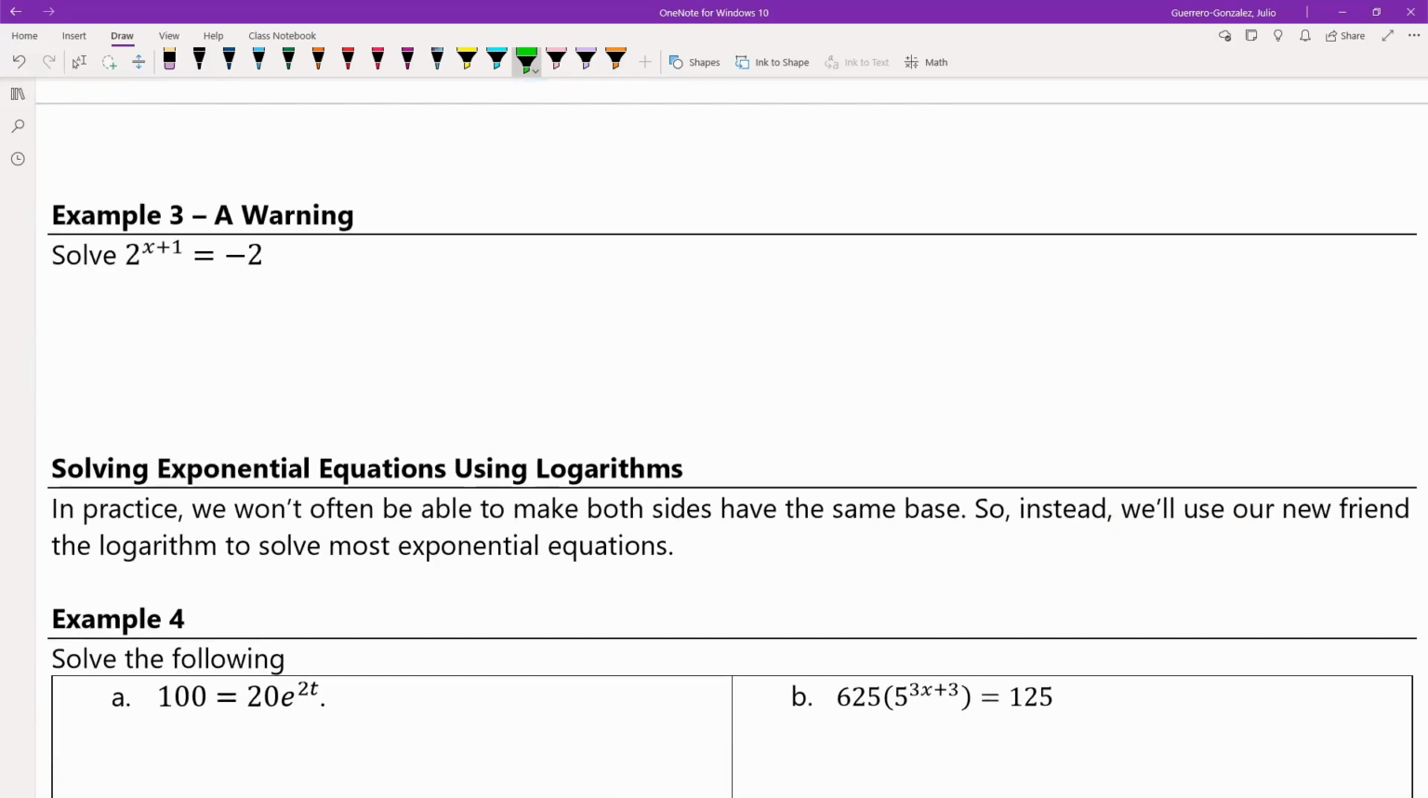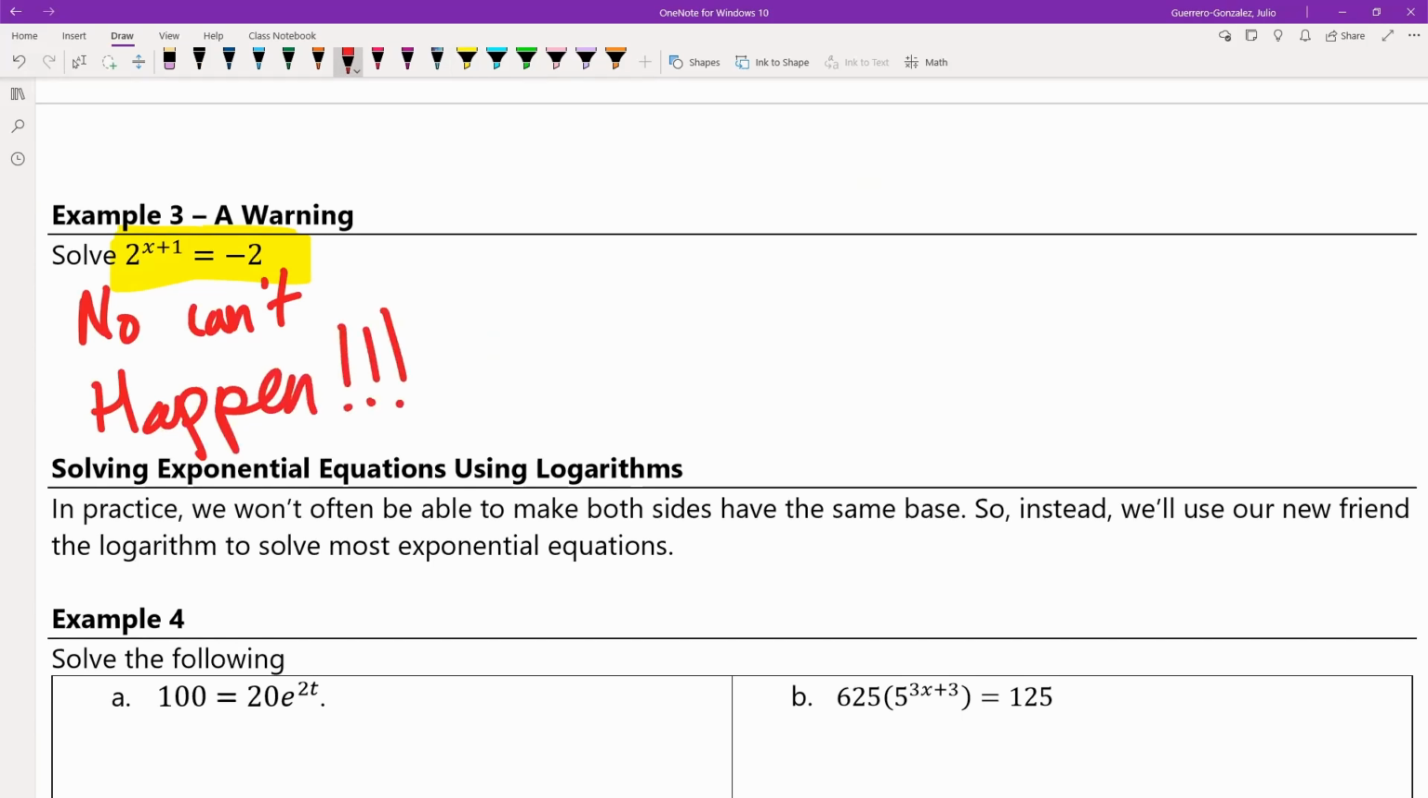Okay, a small little warning, okay? This right here. Solve this out, right? I call it a warning for a reason, right? Hopefully you guys get it. No, can't happen, right? At all. Nope, nope, nope, nope.